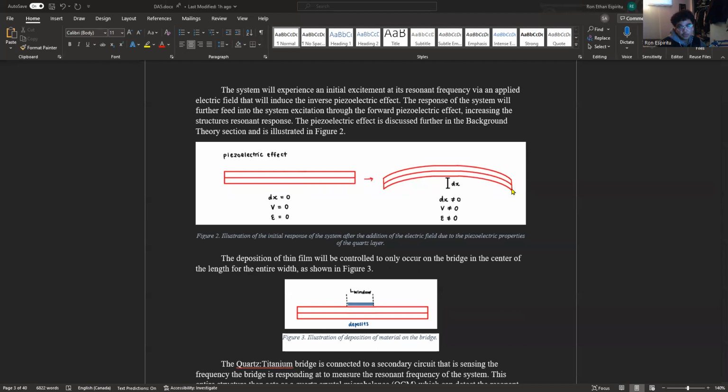First, it's important to understand the geometry of our system. Our quartz layer, which is piezoelectric, is initially excited by an electric field, and as previously explained, we have a small window in which our deposit is to be placed.